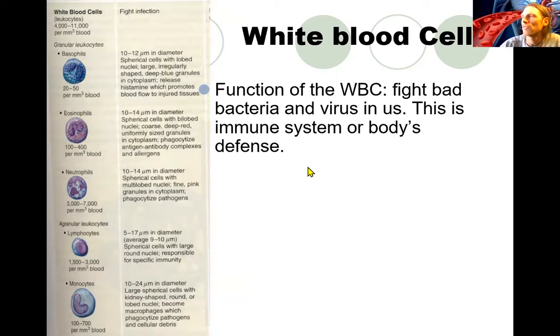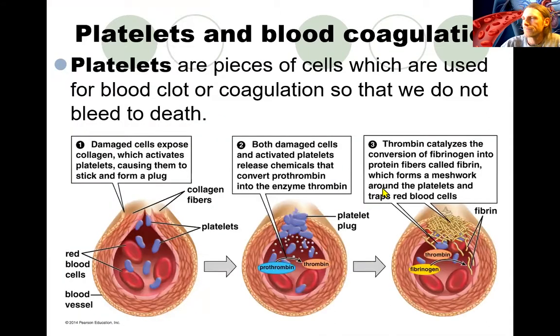The white blood cells fight bacteria and viruses. They're very complex cells. You know that the red blood cells don't have a nucleus, so they do not contain DNA. White blood cells, they do contain DNA, okay?